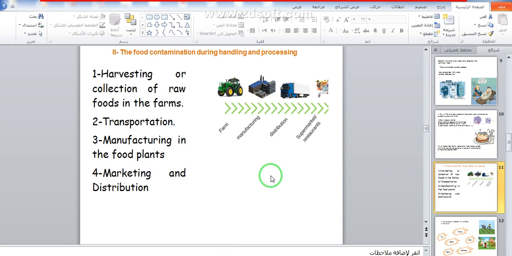The second source of food contamination is the food contamination during handling and processing. In addition to the natural sources of contamination, the food is exposed to heavy contamination during a long way from farm to table through four stages. The first stage, harvesting or collection of raw food in the farm. The second stage, during transportation. Third stage, manufacturing in the food plant. Fourth stage is marketing and distribution.